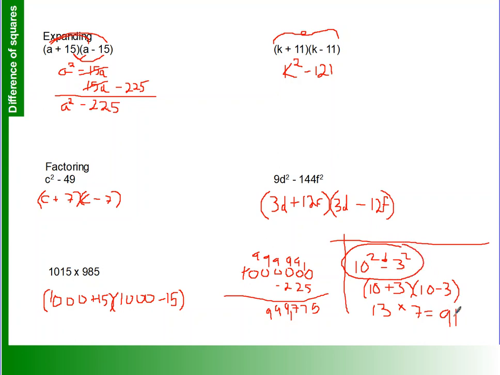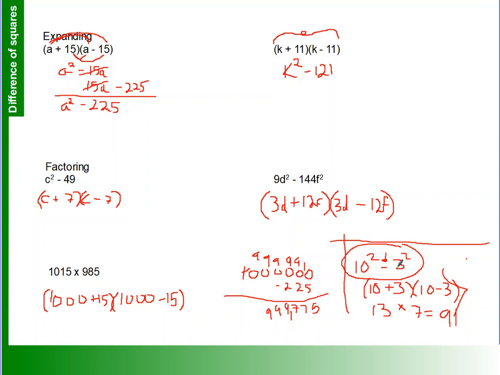Now, obviously 10 and 3 are pretty small numbers. You don't have to use the difference of squares. But what happens if it's 10,000 squared minus 500 squared? I don't want to square those numbers. So this way, I can turn it into a difference of squares and make it a much easier problem.